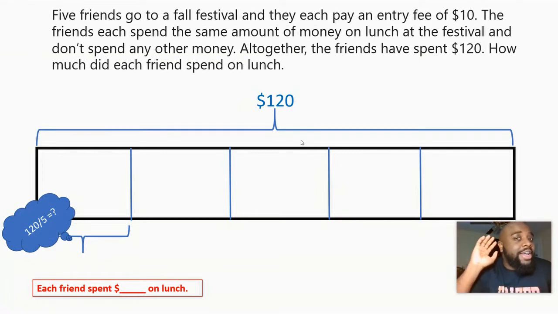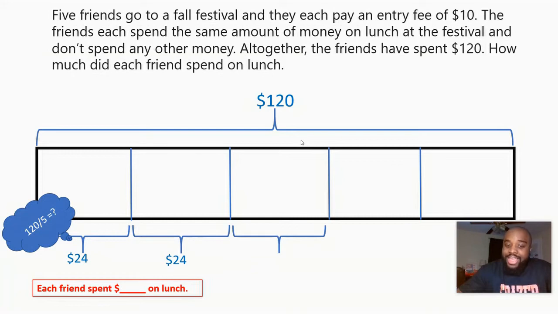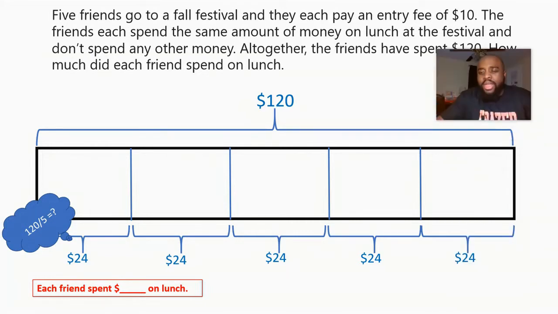If you said 24, you are correct. Yes, each person spent a total of $24. And I'll just move out of the way. I'm always getting in the way somewhere. Let's move me out of the way. All right, here we go.